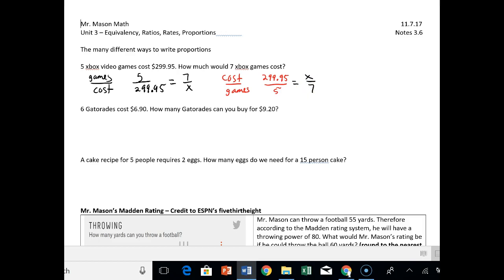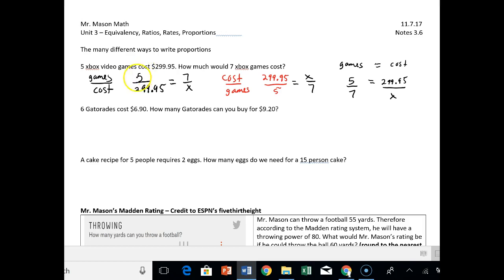Another way I could do it is I could completely just say I'll have 2 ratios, one that compares the games and one that compares the cost. So for instance, I could say I want 5 games is equal to $299.95 over 7 games is equal to x, right? And obviously I could flip this and you could say 7 over 5 is equal to x over $299.95. You just have to make sure that you are comparing the same thing.